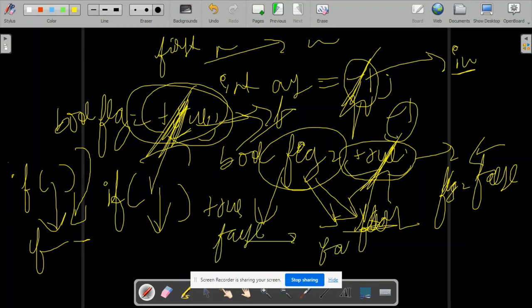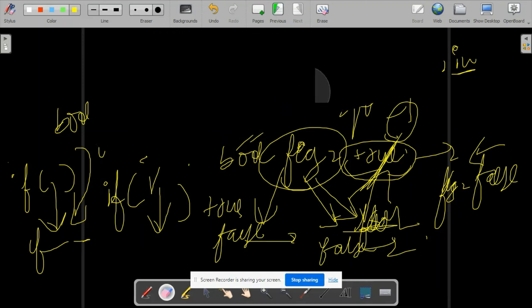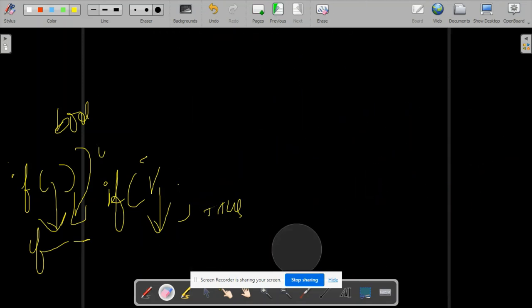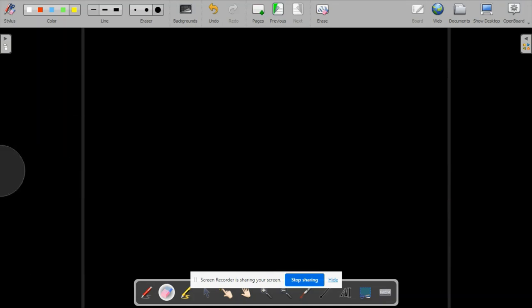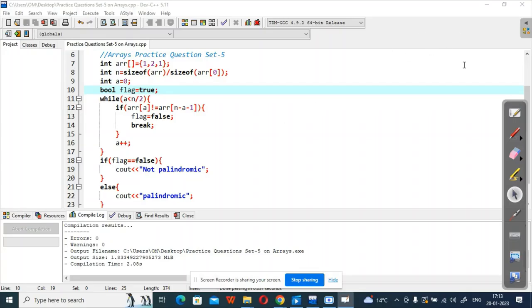Earlier, we were just printing false for the situation when it was not matching, but we were not doing anything for the true. Now we are doing it for the true also. Fine. So now this is the question that we have already done.